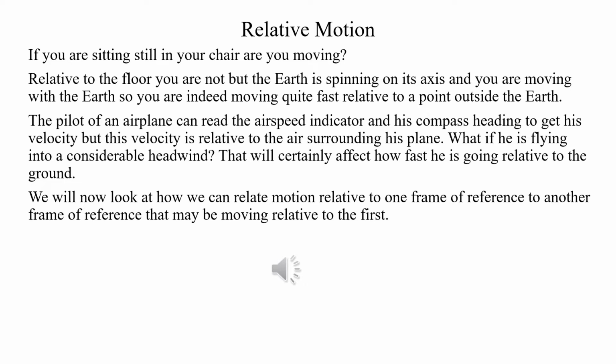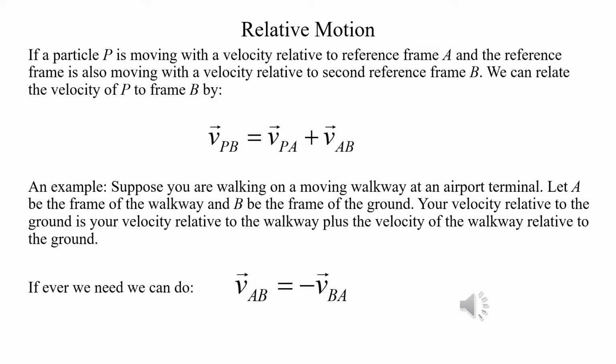So we're now going to look at how we can relate motion relative to one frame of reference to another frame of reference that may be moving relative to the first. If a particle P is moving with a velocity relative to a reference frame A, and the reference frame A is also moving with a velocity relative to a second reference frame B, we can relate the velocity of P to frame B by: the velocity of P relative to B equals the velocity of P relative to A plus the velocity of A relative to B.